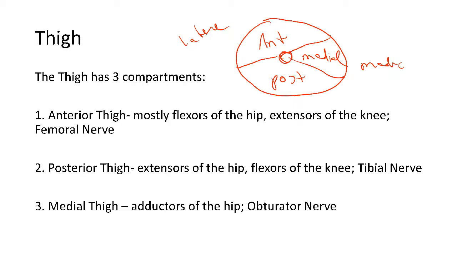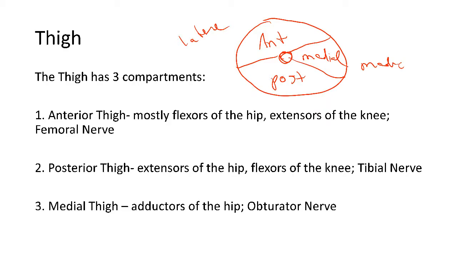Posterior thigh, on the other hand, notice that they are opposite movements, extensors of the hip, flexors of the knee. This is why you just can't say it's flexors or it's extensors. You have to say which joint is being moved and which direction. You have to be specific. It's all about the tibial nerve. And this group, the posterior thigh, is all about the hamstring muscles.